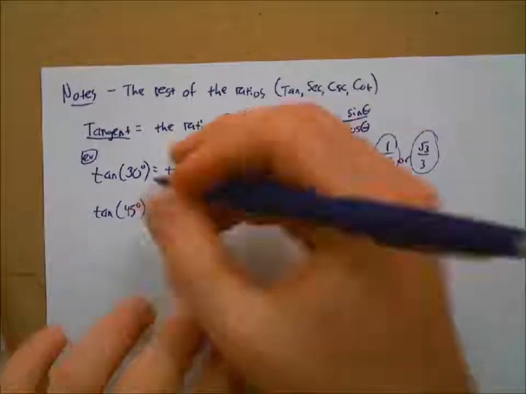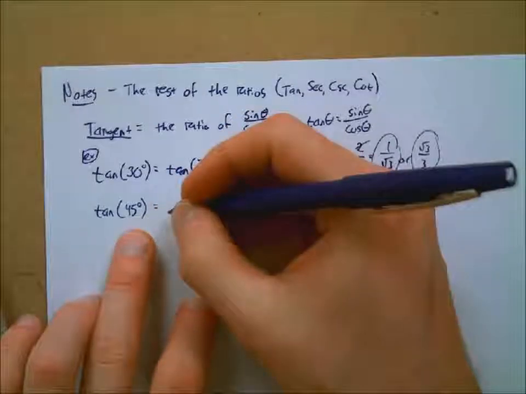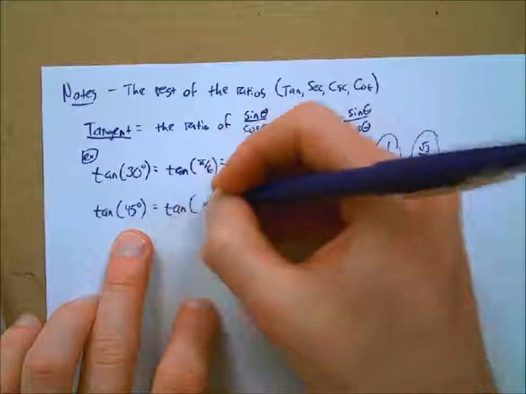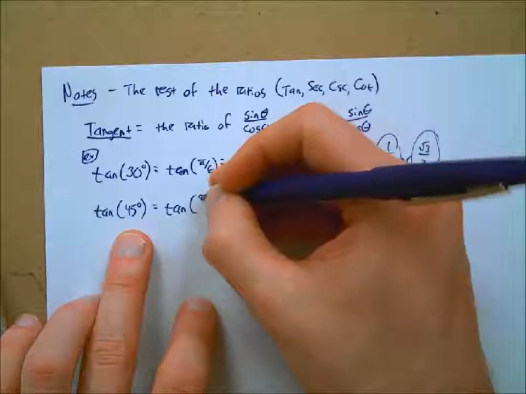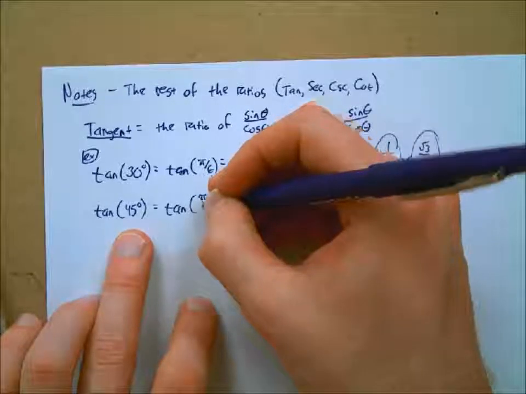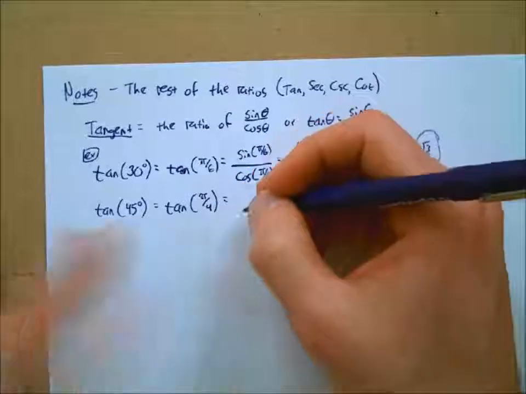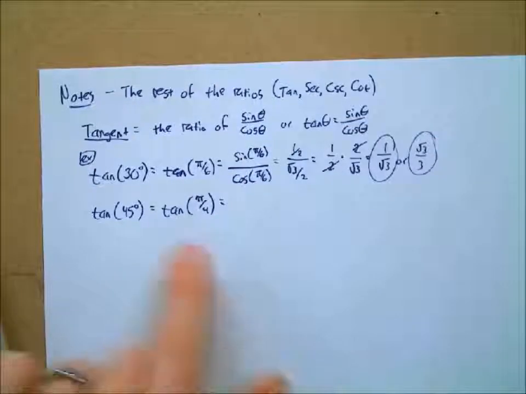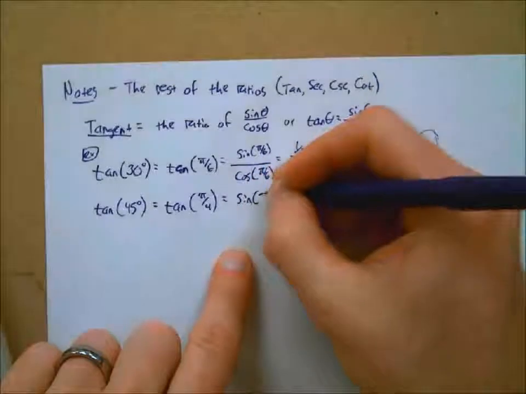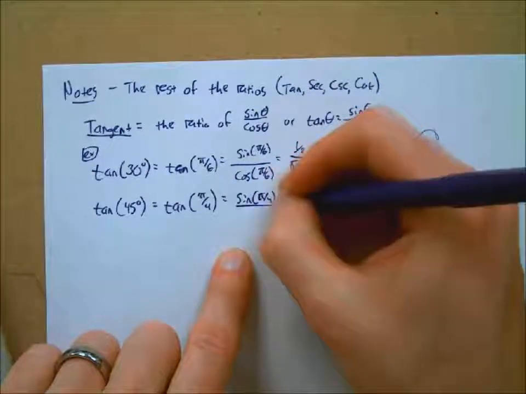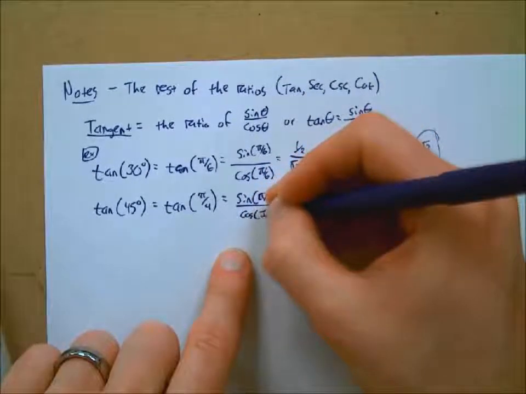So tangent of 45 degrees. 45 degrees is what in radians? Pi over 4 in radians. Yeah, right, exactly. Just asking to convert from the degrees to the radians there. And then we'll say, aha, that's then sine of pi over 4 over the cosine of pi over 4.